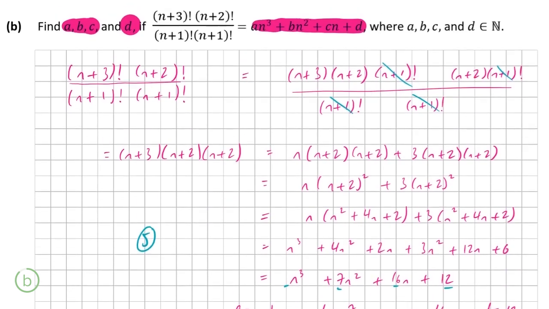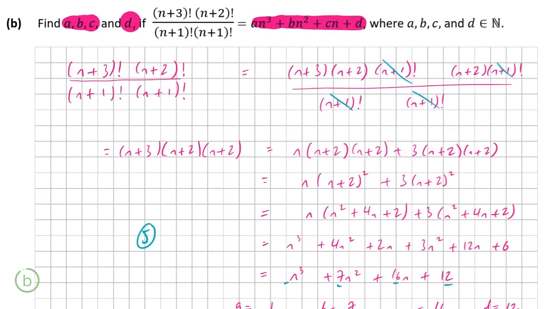But that's it for part B, and the hardest part of that was definitely cancelling down your factorial and then remembering to follow the rules of expansion and just do that nice and slowly.